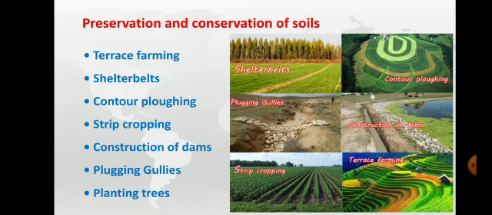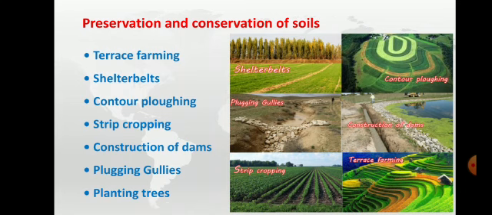Next is contour ploughing. Ploughing along contours on a slope prevents soil from being washed away by rainwater and surface runoff. Contours act like bunds, so terraces are levelled into step-like small fields with even slope. This type of farming can be seen in Japan, China and some parts of Southeast Asian countries.